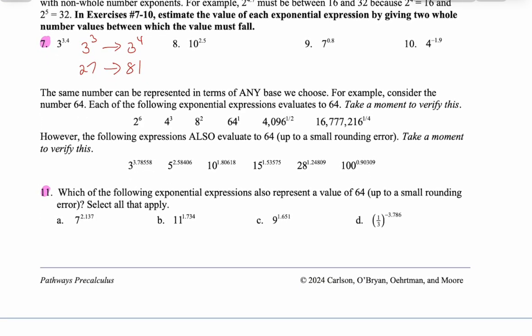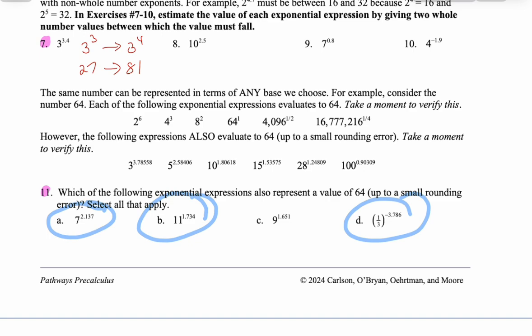Number 11 says, which of the following exponential expressions also represent a value of 64? So it's kind of interesting if we change the base. This is our base. This is our exponent. If you change the base, your exponent will change if you want to get the same number. So if you go through the list and you check in your calculator, I'm not going to take the time to do that, but this one comes out super close to 64. This one comes super close to 64, and this one does. Now, the reason that negative exponent does is because it flips that 1/3, makes it a 3, and it's the same as 3 to a power of 3.786.